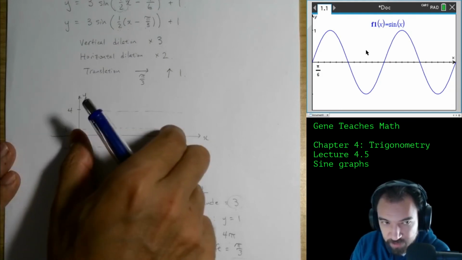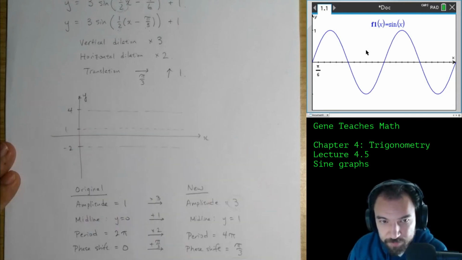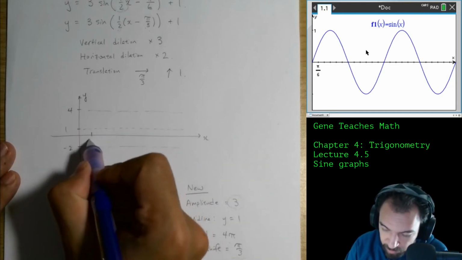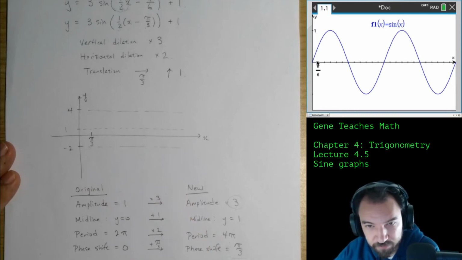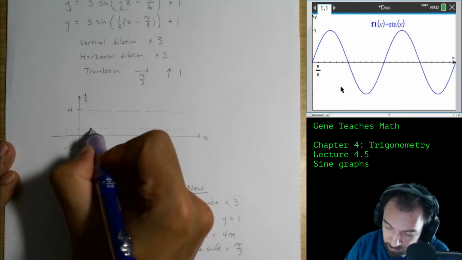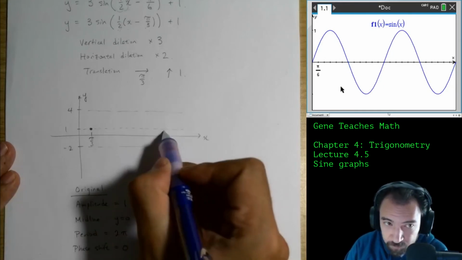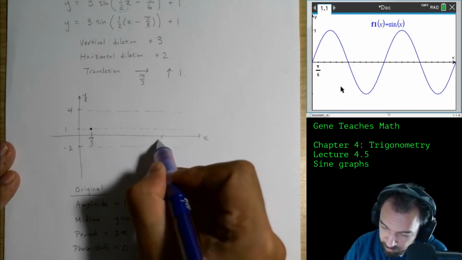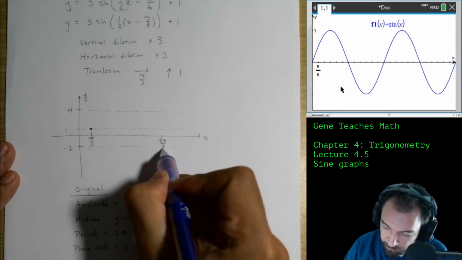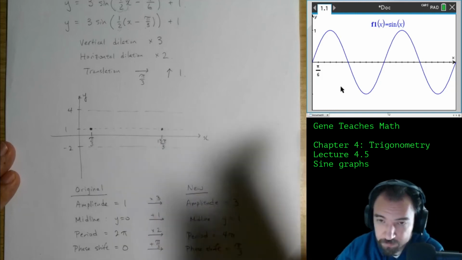So it's going to be stretched out 4 pi, but shifted over to the right by pi over 3. So why don't I say, okay, I will go to pi over 3 and start my graph, because it's this shape, I'm going to start at the midline right there. And then 4 pi in the future, which is going to be this plus 4 pi, means 13 pi over 3. I'm going to return to my midline.